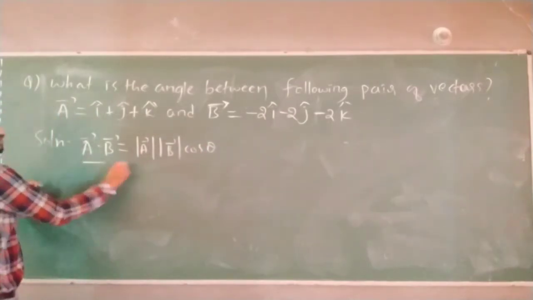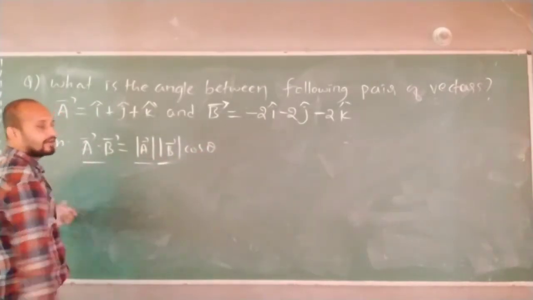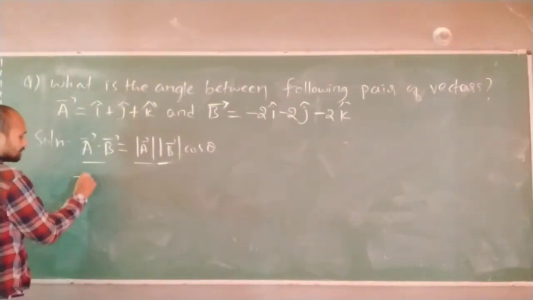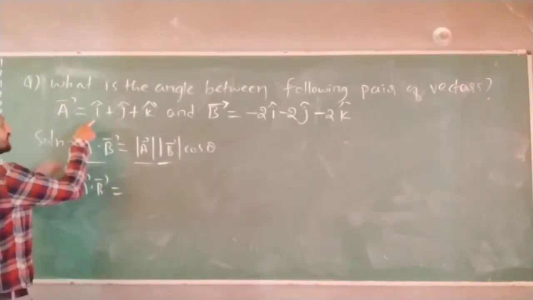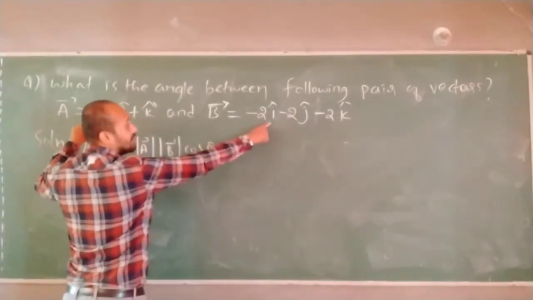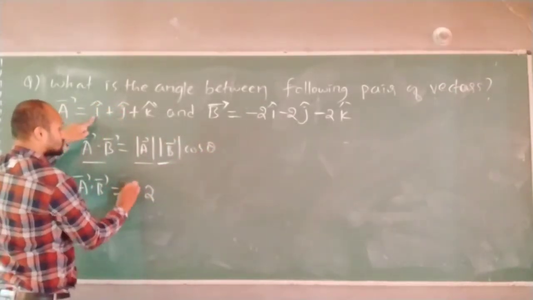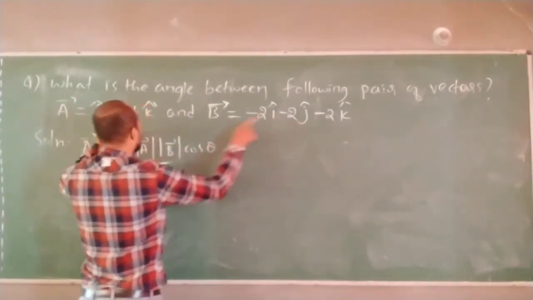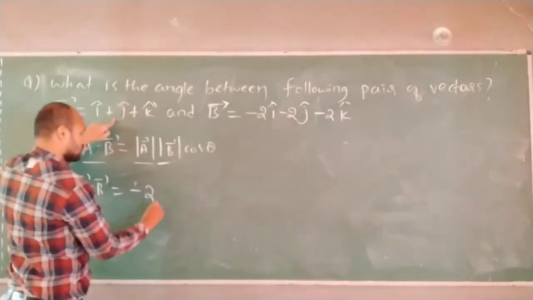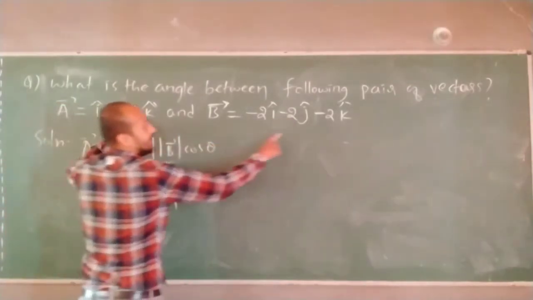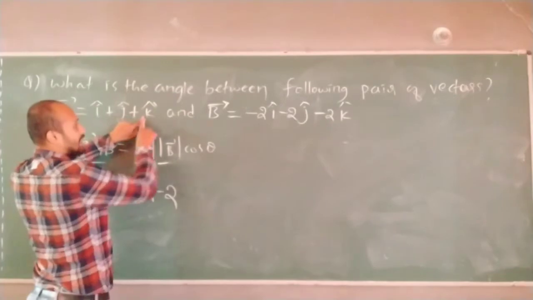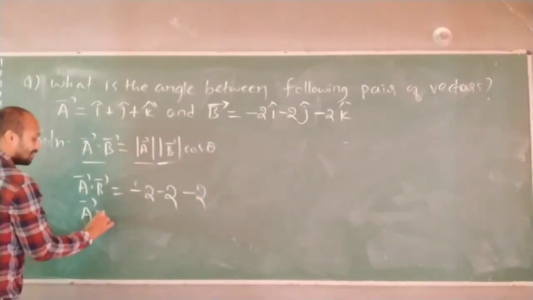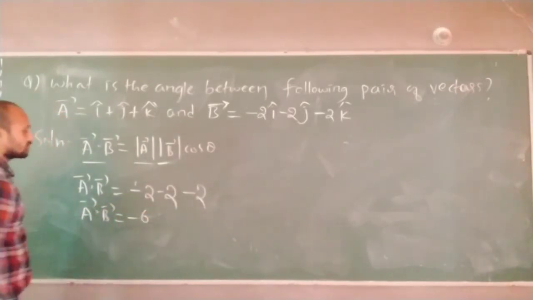First, I will find a dot b. I will find magnitude of a, magnitude of b. Then I am going to find cos theta. A dot b is equal to 1 into minus 2. I cap dot i cap will become 1. Then j cap dot j cap will become 1, 1 into minus 2, so again it will become minus 2. K into minus 2, minus 2 k cap. K cap dot k cap becomes 1, minus 2. So a dot b value is equal to minus 6.